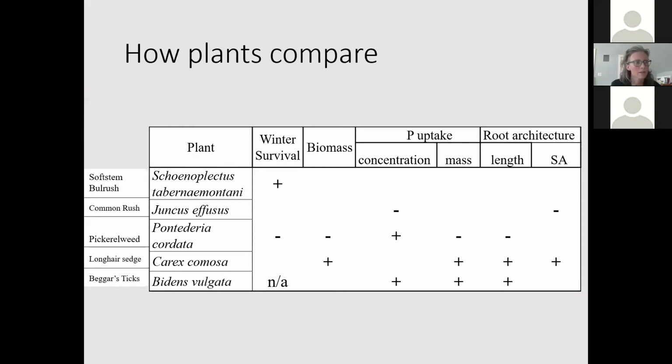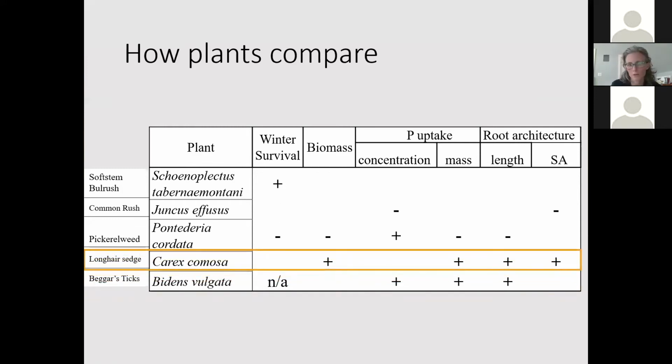So if we were looking at them all together, trying to pick a winner, we would say that long-haired sedge, Carex comosa, did the best overall of all the other plant species. It grew really well, it survived the winter, and its roots were long and hairy.